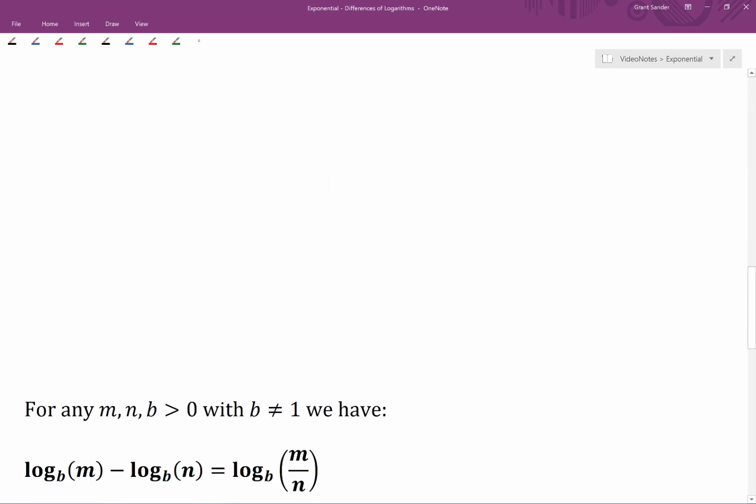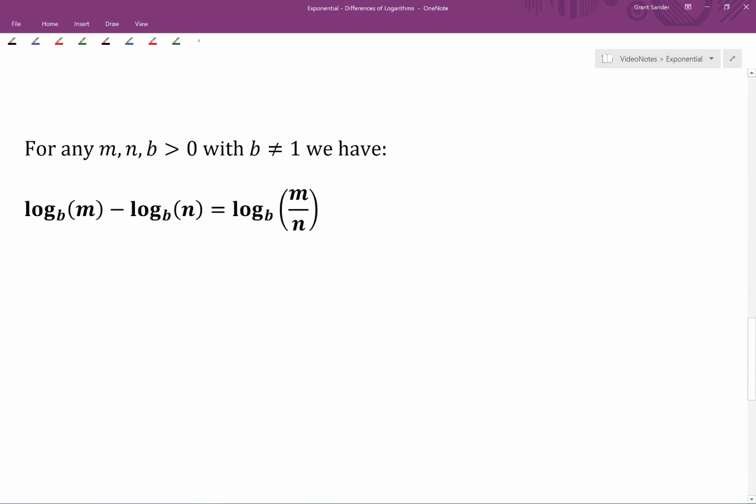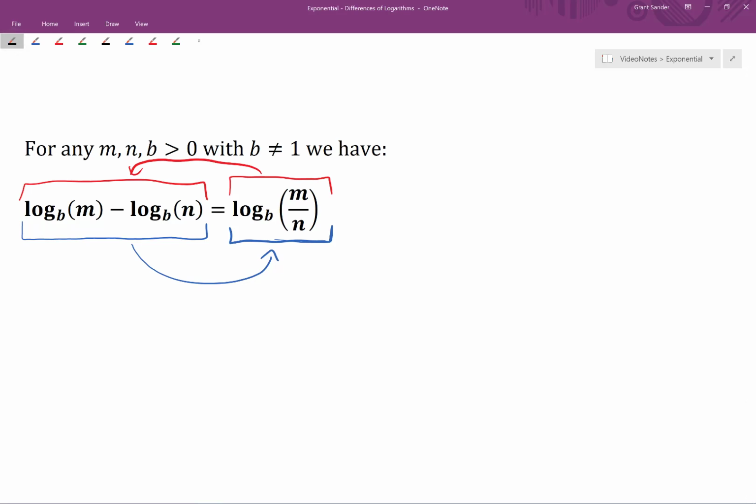So we can go ahead and generalize this and say that for m, n, and b greater than 0, where b is not equal to 1, we have log base b of m minus log base b of n is equal to log base b of m divided by n. And again, recall that we can go both ways with this equation. If we have something written in the form of the left-hand side, we could then rewrite it in the form of the right-hand side. Or vice versa. If we had something written in this form, like on the right-hand side, we could rewrite it to look like the left-hand side. So let's look at a couple numerical examples of this.